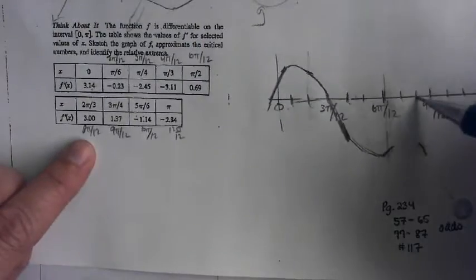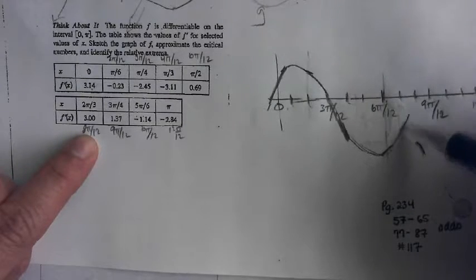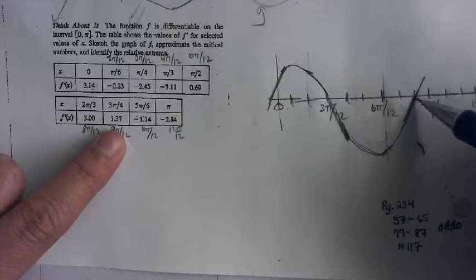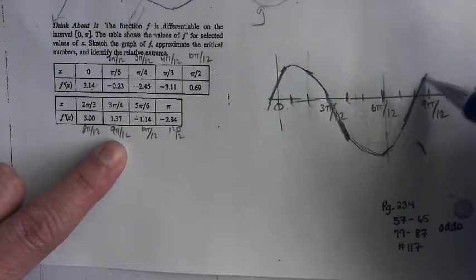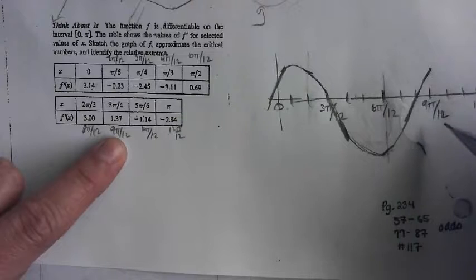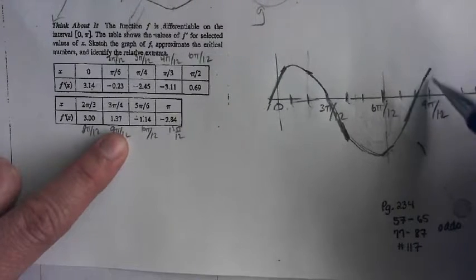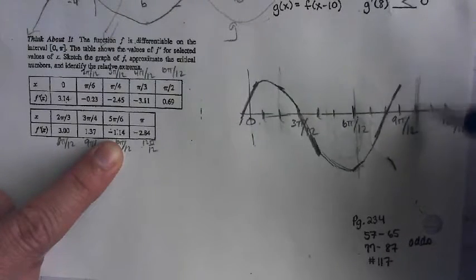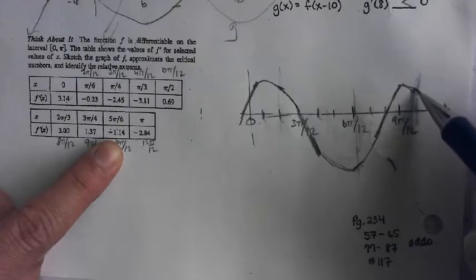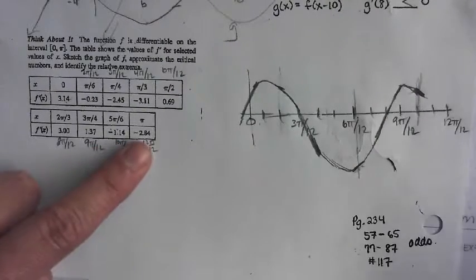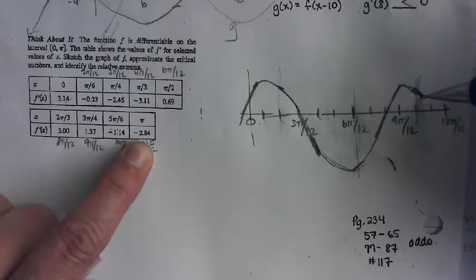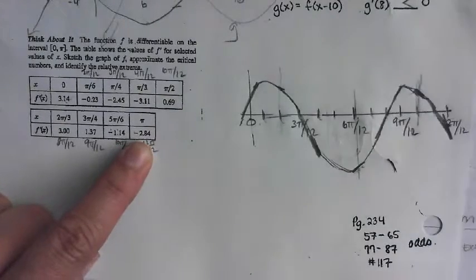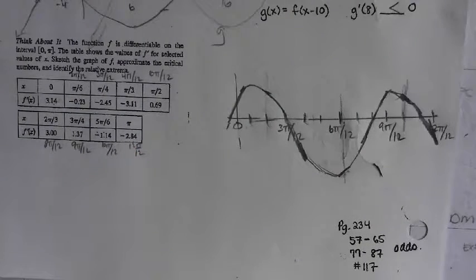At 2 pi over 3, which is 8 pi over 12, we're very positive. At 3 pi over 4, which is 9 pi over 12, we're still pretty positive, but not quite as heavily as before. And then by 5 pi over 6, or 10 pi over 12, we're pretty negative again. And then at pi, we're more extremely negative than we just were. Now that's just a sketch, but that's approximately what's happening.